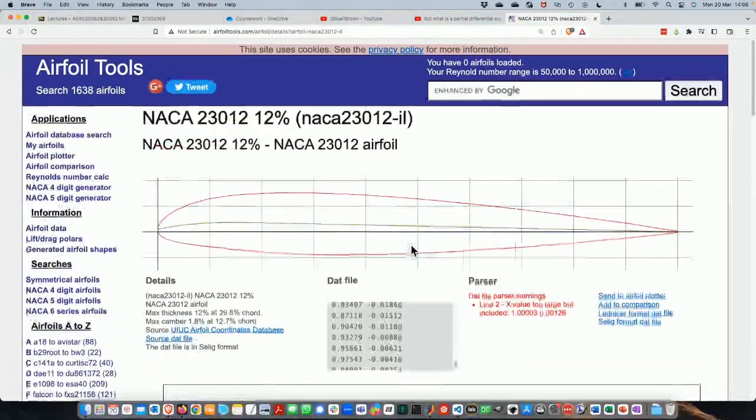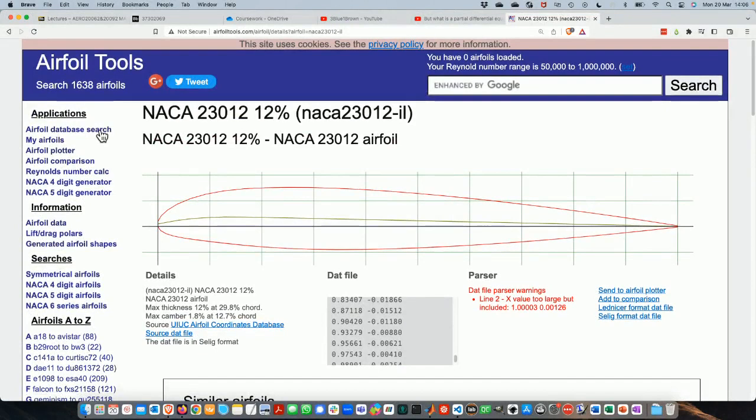So essentially, if you look at different airfoils, you can search for a whole bunch of airfoils. There's an airfoil database search on the left side. You can look for different types of airfoils. There's a 4-digit airfoil, 5-digit airfoil. So it's NACA XXXX. Here's a 5-digit airfoil, 23012, 5 digits. There can also be 4-digit airfoils, and each of them has a specific meaning, right?